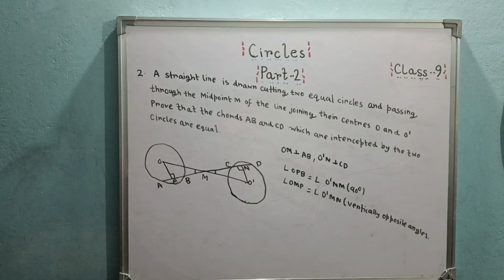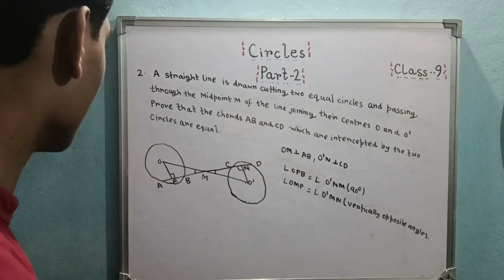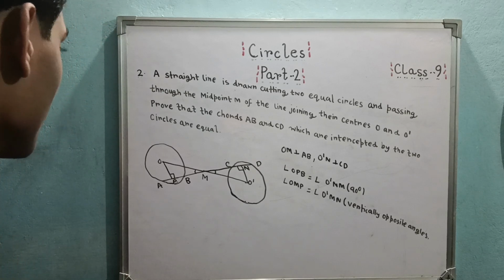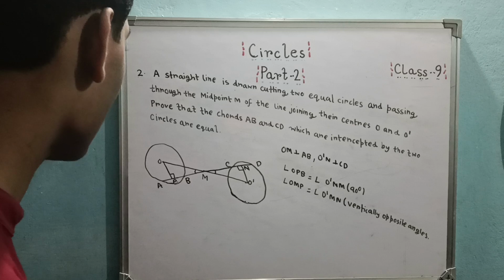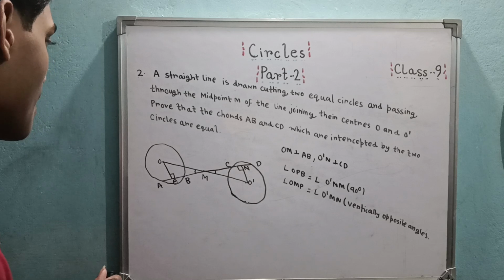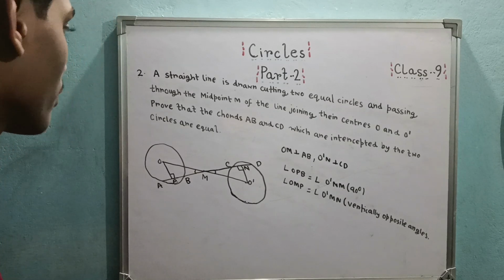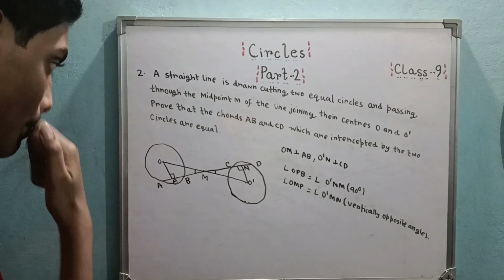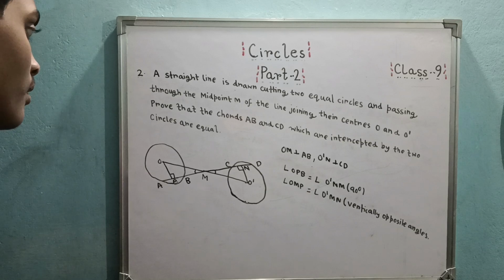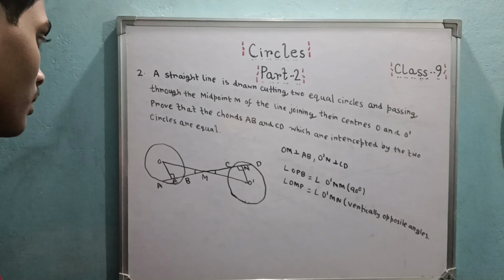Let's just see, guys, wait a second. We have to just prove that these two chords are equal. If we can just do it, it's going to be easy. How can we prove that another side is equal? Okay, so angle OPM is equal to angle, so those are right angles.